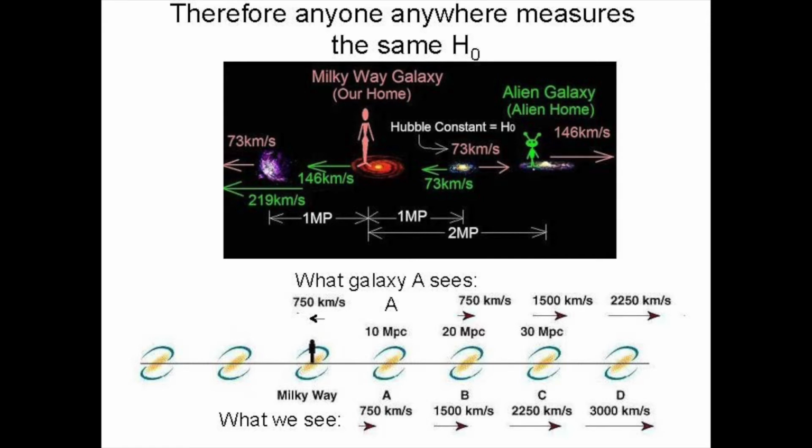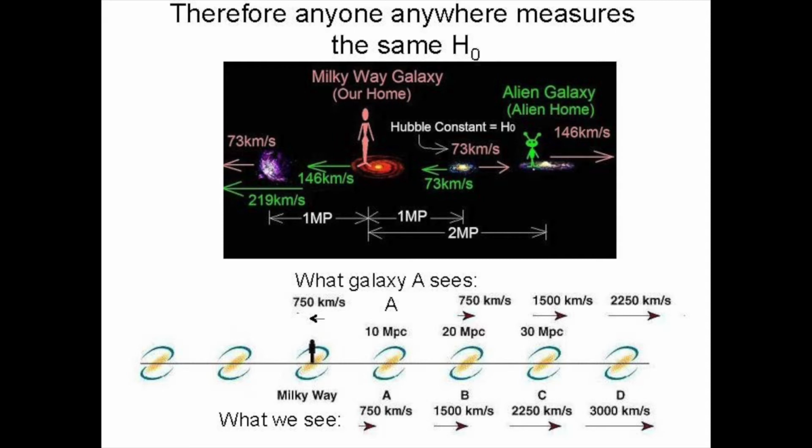The bottom graph is the same idea. Suppose we're at galaxy A, or we're on the Milky Way. So what do we measure? The Milky Way sees galaxy A moving 750 kilometers per second if it's 10 megaparsecs away. This is with a Hubble constant of 75. Galaxy B is 20 megaparsecs away, so we would measure 1500 kilometers per second.